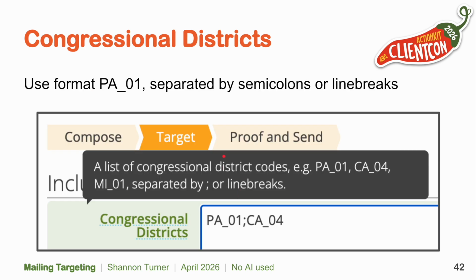For congressional district, this concept is pretty straightforward, but oh geez, what's the right format to use to target the districts that I want? Here again, the tooltip is going to help us out. So you'll use the 2-letter state abbreviation followed by an underscore, followed by this 2-digit district code. And if you have more than one that you'd like to use, you can separate it with a semicolon or with line breaks. You don't have to remember these. You can hover over to see the tooltip.